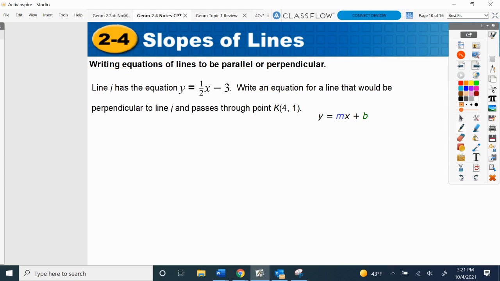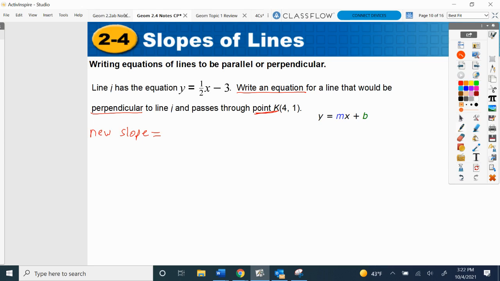Here we have almost the same information. It looks identical. The only thing different here is we're going to write an equation for a line that's going to be perpendicular to J, passing through the same point. It's still going through that point K. Your first step, just like in the last problem, is to identify your new slope for your new line. That's step number 1.